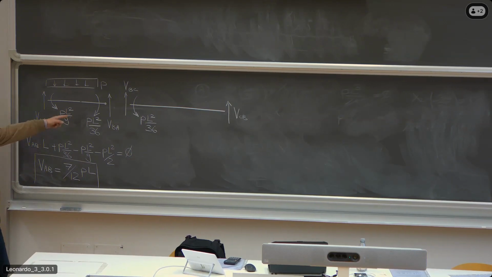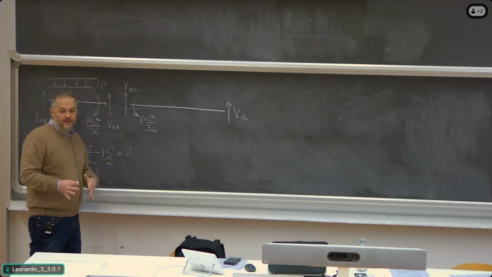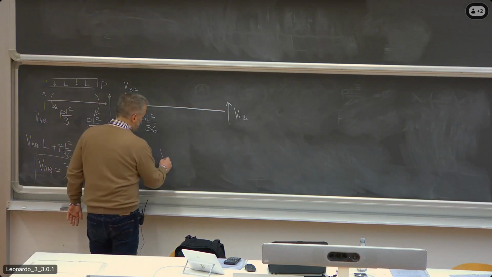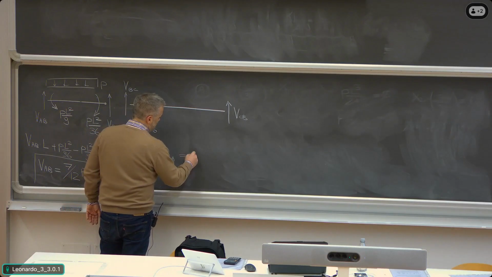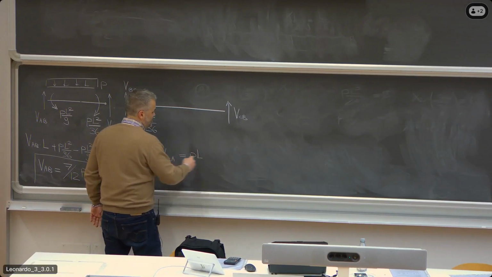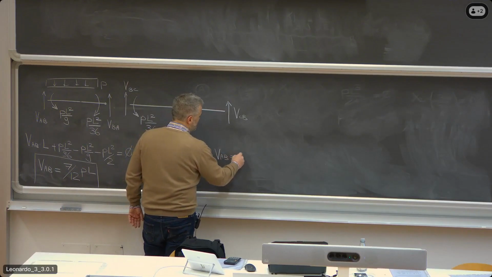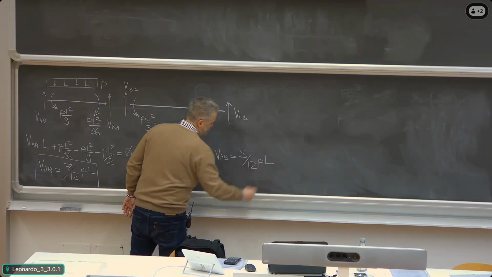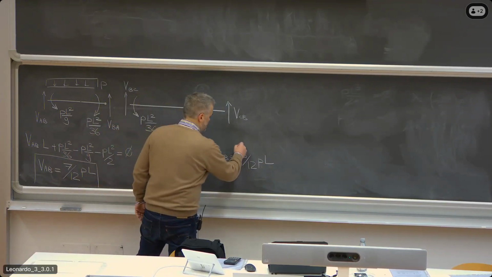In order to find VBA, the easiest way is to write the resultant of the forces in the vertical direction. So VBA is basically P times L minus VAB. So this would give us 5 over 12 PL. Okay?